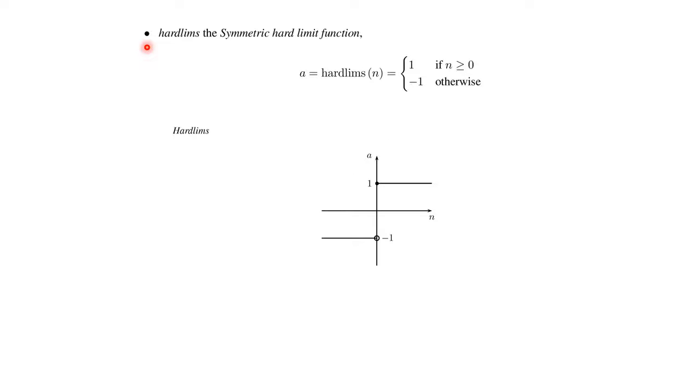We looked at the hard limit function, which just was 0 and then activated to a 1 at 0 or at some threshold. This is the symmetric hard limit function, which is -1 up to the crucial point, and then it jumps up to 1.